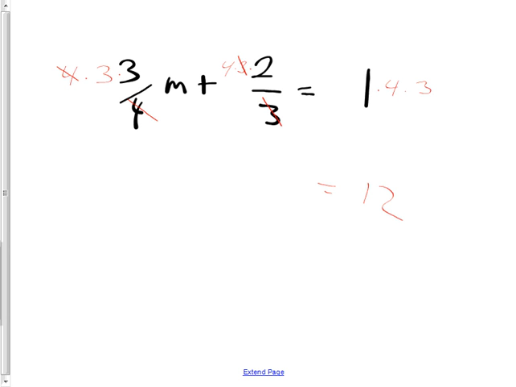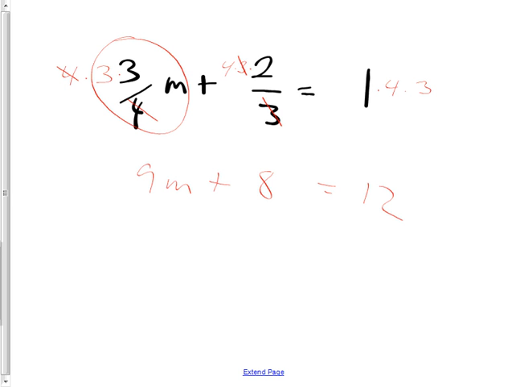And then back to here, 9m plus 8. And then from there, it's a baby equation. Subtract 8, divide by 9, done. Any questions about what I just did there? How many of you think you can get one right like that now?